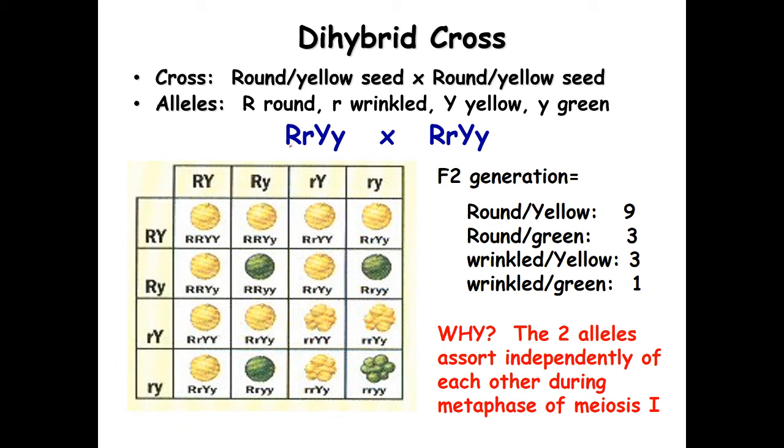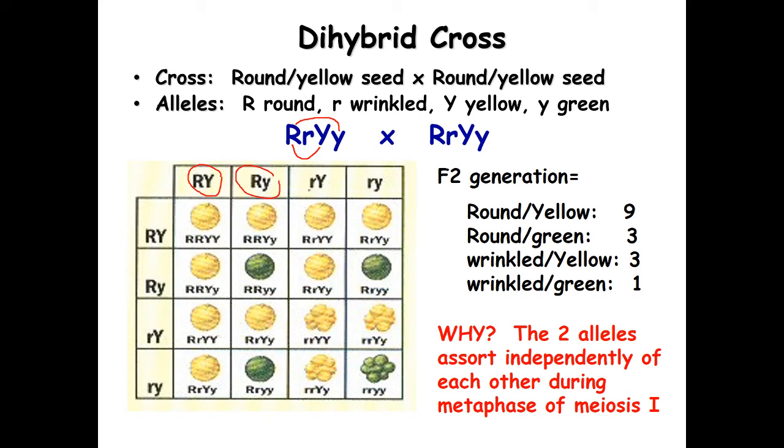Big R can go into the same gamete with the big Y because they're on different chromosomes. So they randomly assort. The big R and big Y randomly assort into different gametes. That's why you have these four different possibilities. Big R can be assorted into the same gamete as big Y, or big R can be assorted into the same gamete with the small y. So that's why you have big R, big Y, and big R, small y.